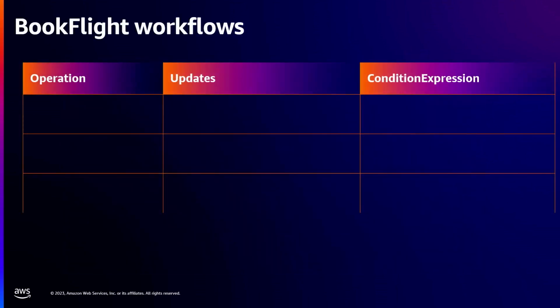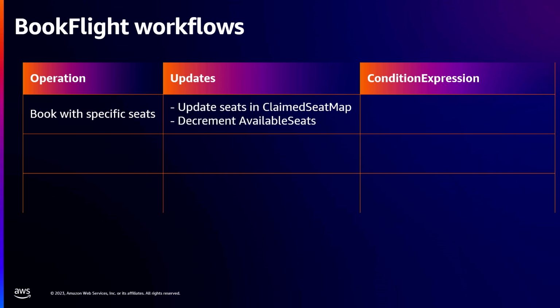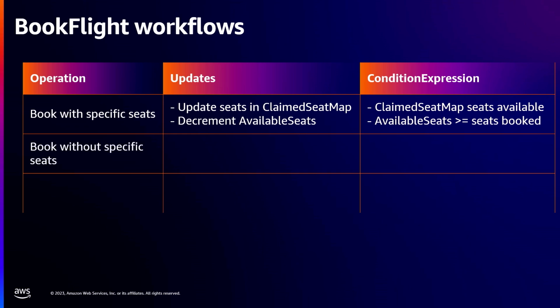And this means you need to think through the workflows, how your item is going to get changed throughout this. You can imagine someone comes, they want to book a ticket with specific seats. Well, what does that look like? They're going to perform some updates. We're going to update the seats in that claimed seat map. We're also going to decrement the available seats on our flight overall. And then for our conditions, we're saying, make sure that the seats we're choosing in that seat map are available, but also that the available seats is greater than or equal to the seats being booked as part of this operation.